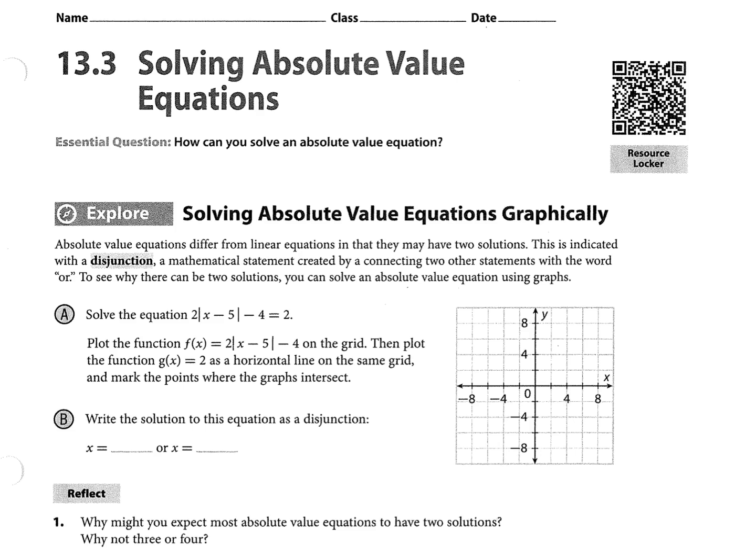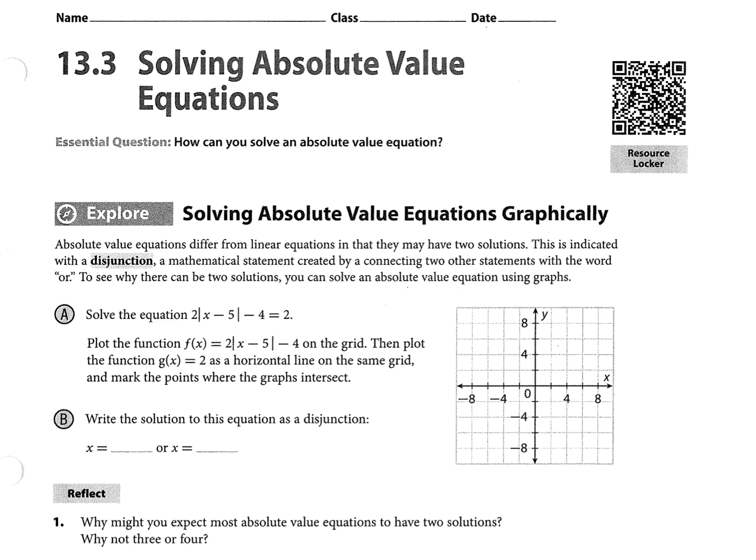Today we'll look at lesson 13.3 on solving absolute value equations. It says absolute value equations differ from linear equations in that they may have two solutions. This is indicated with a disjunction, which is a mathematical statement created by connecting two other statements with the word or. To see why there can be two solutions, you can solve an absolute value equation using graphs.